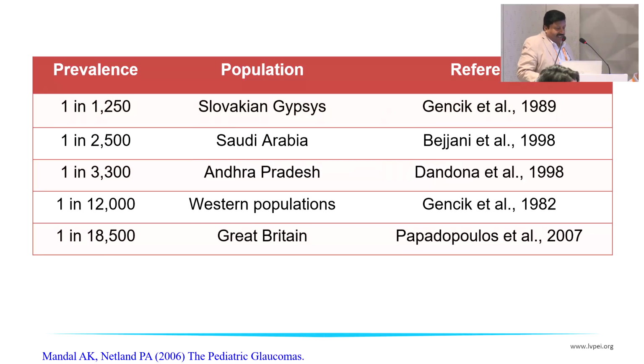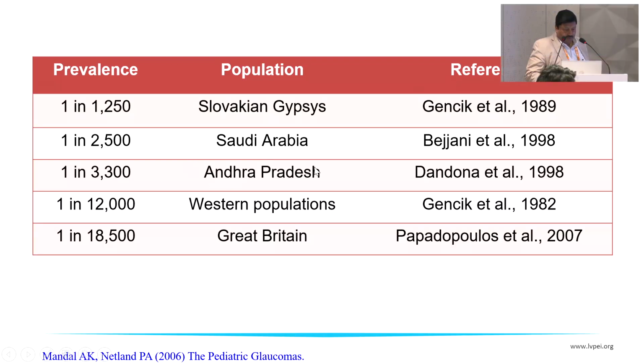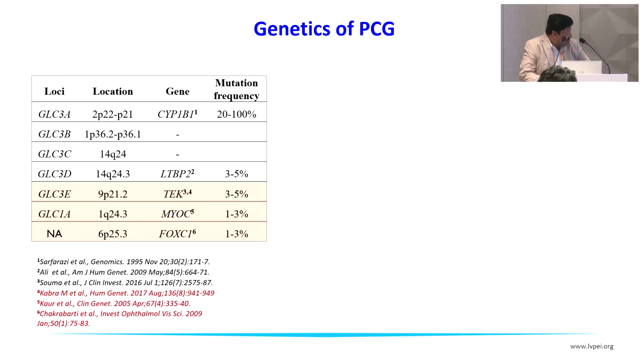We have been interested in this disease because of the prevalence, which is almost 1 in 3,300 in the state in India where I come from, as opposed to Western countries where it is not a major problem. It almost resembles the prevalence in Saudi Arabians and the Slovakian gypsies. The reason we are interested is the population structure, which practices a lot of consanguinity. There is inbreeding, and that raises the prevalence of autosomal recessive diseases.